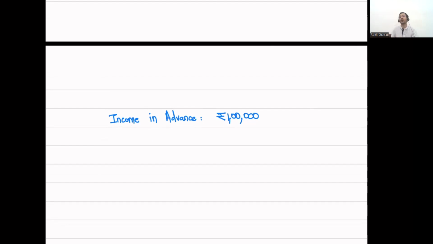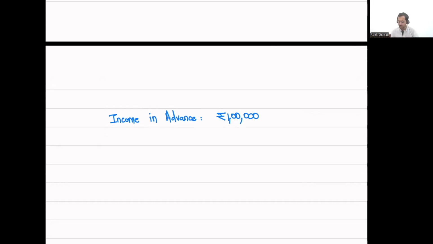Did I recognize this 1 lakh in the P&L account in year one? The answer is no. I have parked it on the balance sheet as deferred revenue. In future, when I actually deliver the goods, that is when I will recognize it as income. But for tax purposes, this 1 lakh rupees is taxed on a cash basis, so the 1 lakh is already considered for tax.